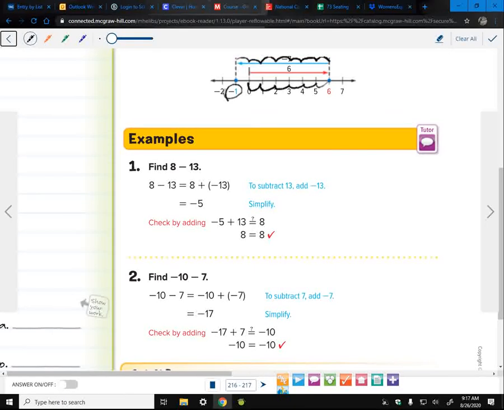Find 8 minus 13. We're going to do the additive inverse of that, so 8 minus 13 is going to be 8 plus -13. So on a number line, we're at 8. We are going to go 13 units to the left, so that becomes -5. And you could go back and check your work by finding your solution. I think that this is kind of counterproductive, but if it works for somebody, it works for somebody.